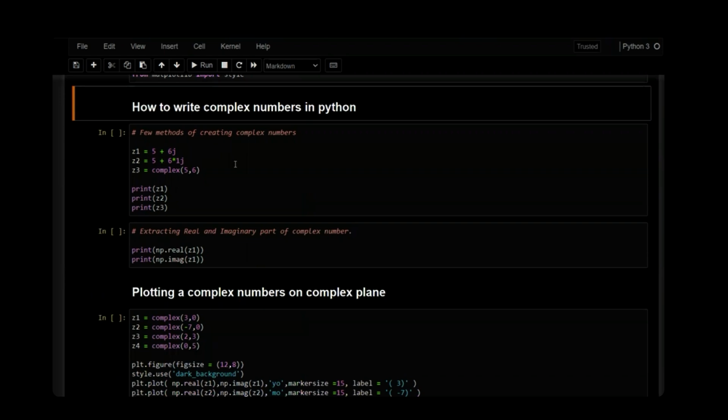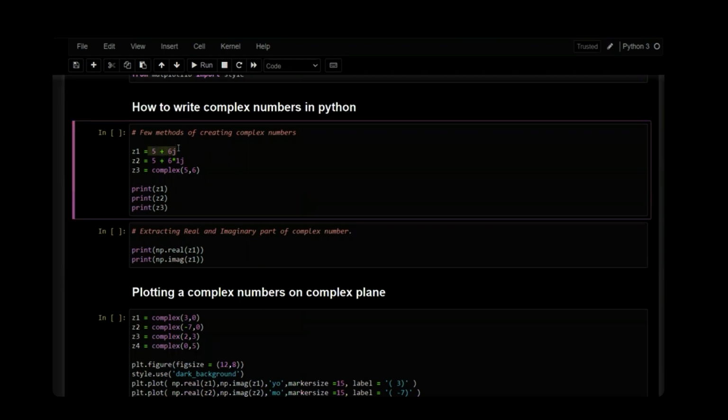Now, we are going to write the same complex number in Python using 3 different methods. The complex number is 5 plus 6j. This is one of the simplest ways to write a complex number. The second method is 5 plus 6 multiplied by j. Here, you use the multiplication operator with the magnitude to represent the imaginary part, and j denotes the imaginary unit.